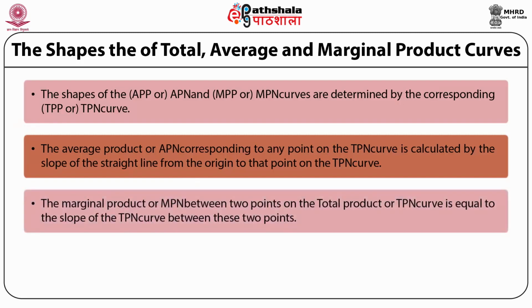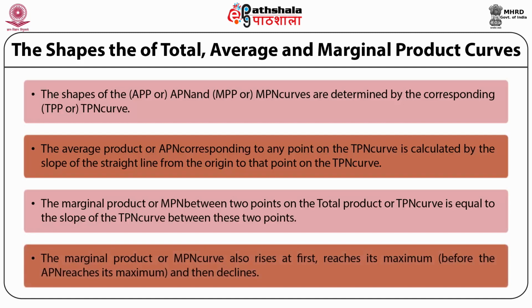The marginal product or MPN curve also rises at first, reaches its maximum before the APN reaches its maximum, and then declines. The marginal product or MPN becomes zero when the total product or TPN begins to decline.